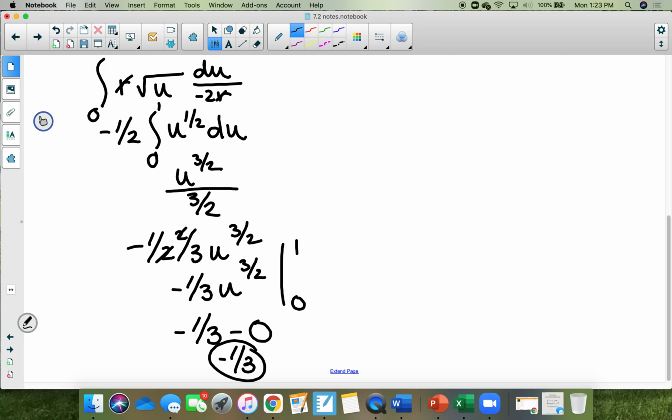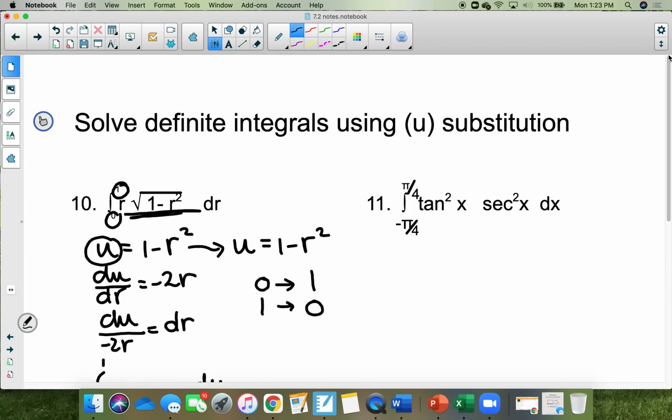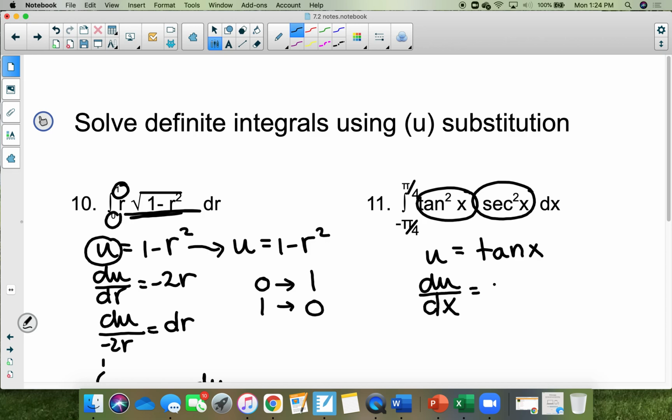You have to make sure you change your limits. Let's do one more of these. Which one is it? Is it tangent squared x or is it secant squared x? Which one is the derivative of the other one? You need to let u equal the tangent of x, because the derivative of tangent is secant squared x.